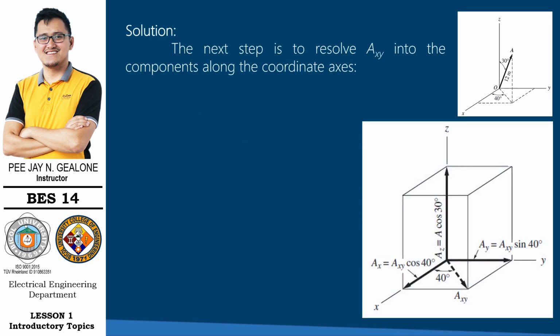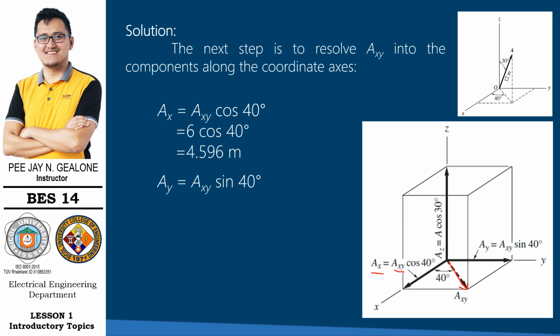So, dito, pinakita na natin that AX is simply AXY cosine 40 degrees, because AXY is ito na siya, no? Ito na siya. And then, ipoproject natin siya kay AX, so that is cosine 40 degrees times AXY. So, multiply lang natin yan. Makuha natin that AX is 4.596.